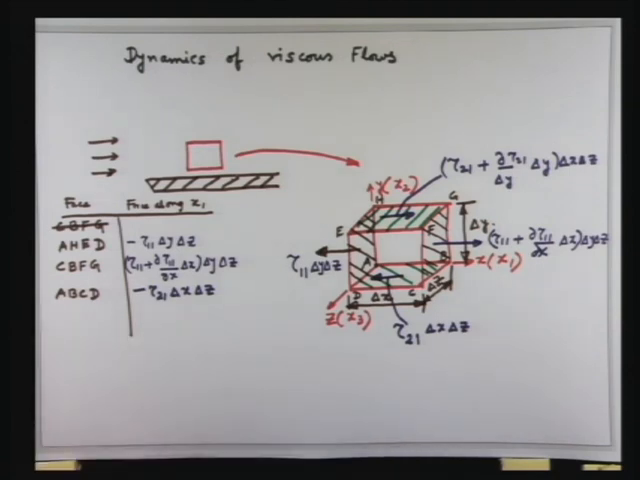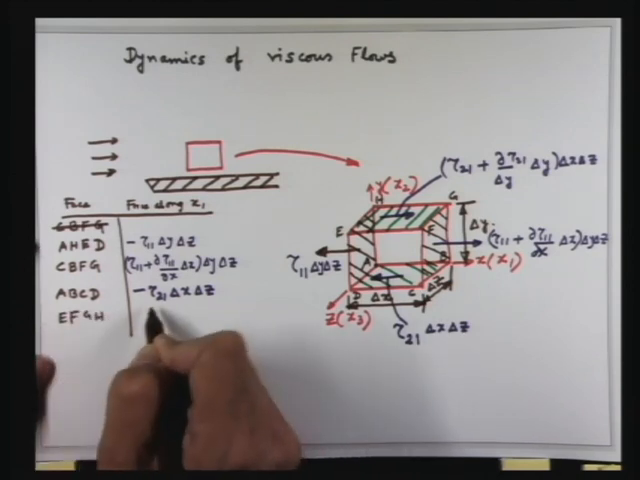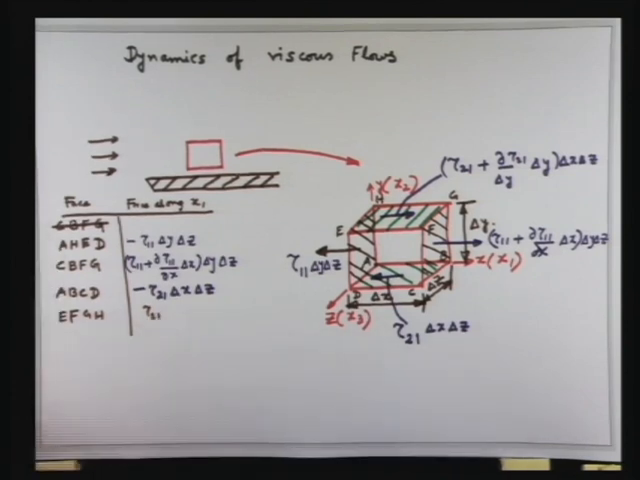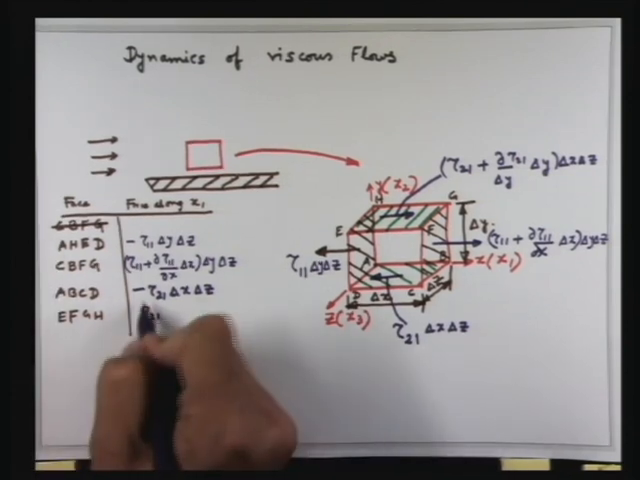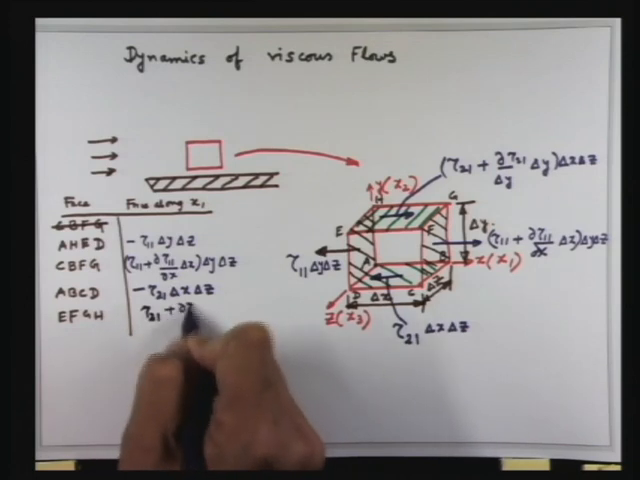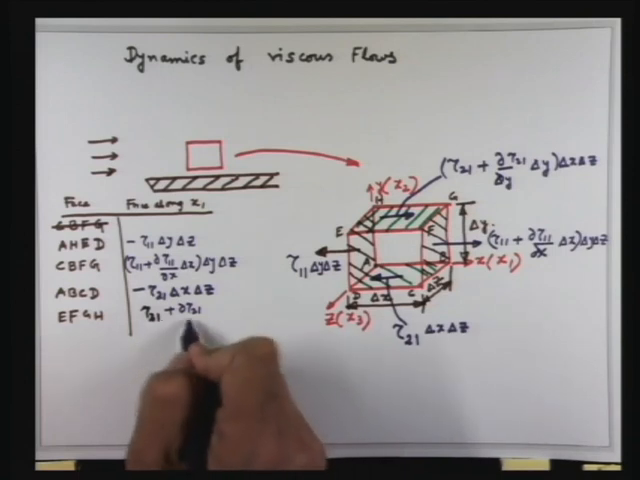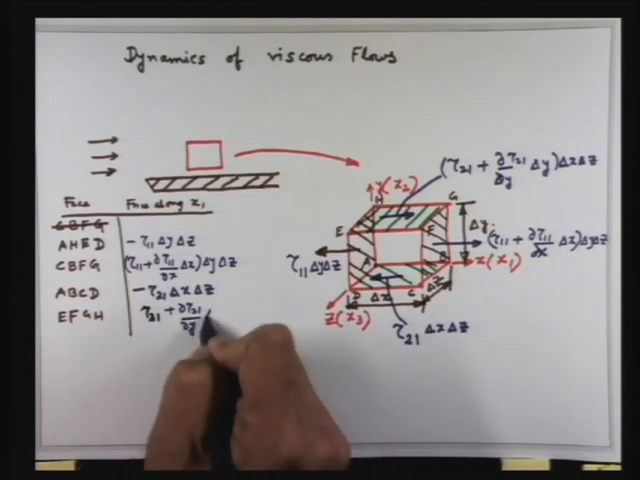So in place of ABCD, then EFGH will be tau 2 1, this is the color, tau 2 1 plus del tau 2 1 del y into delta y.